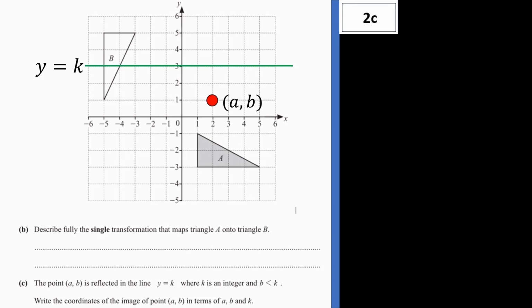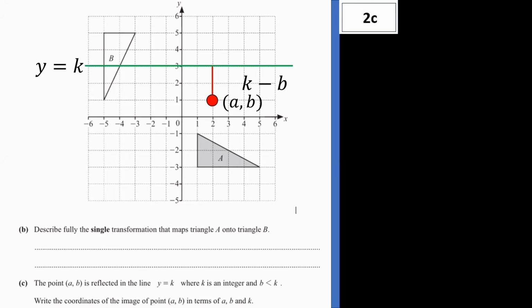And now we are going to find the distance of that point to the line. Of course, the distance is going to be k minus b. Just like, if you have y equals 3, and at the point (a, b) the value of b is 1, then to find that distance it's going to be 3 minus 1, which is 2. So the distance is actually k minus b.